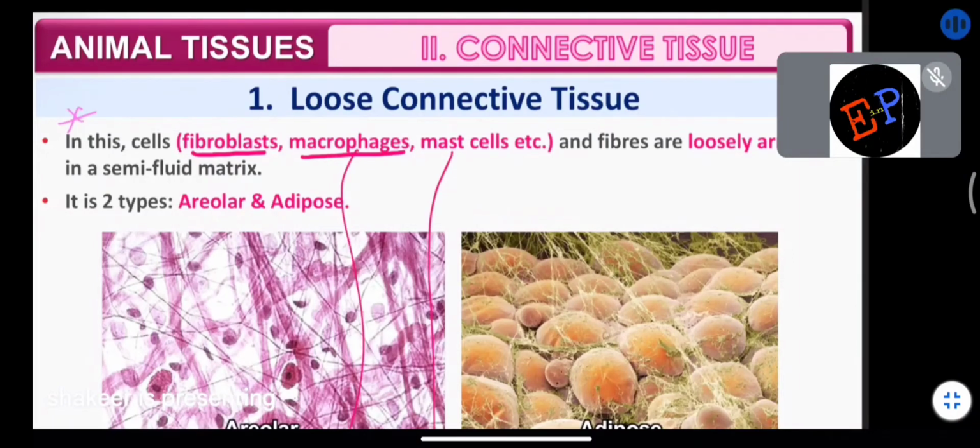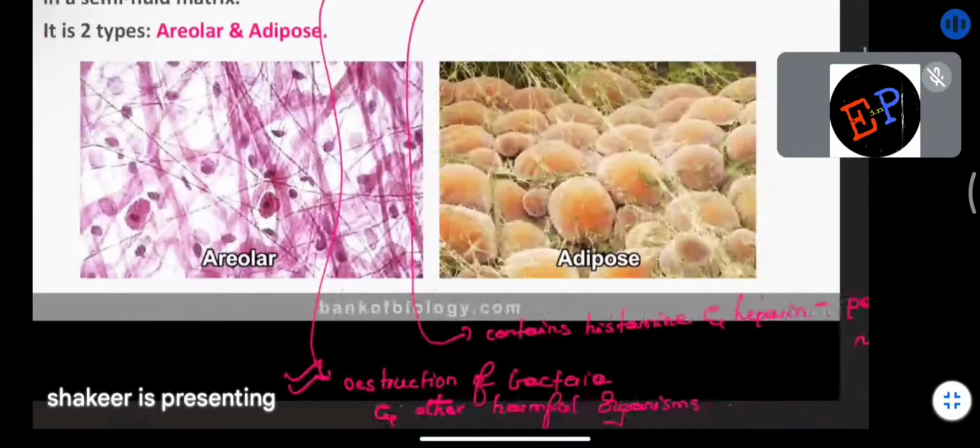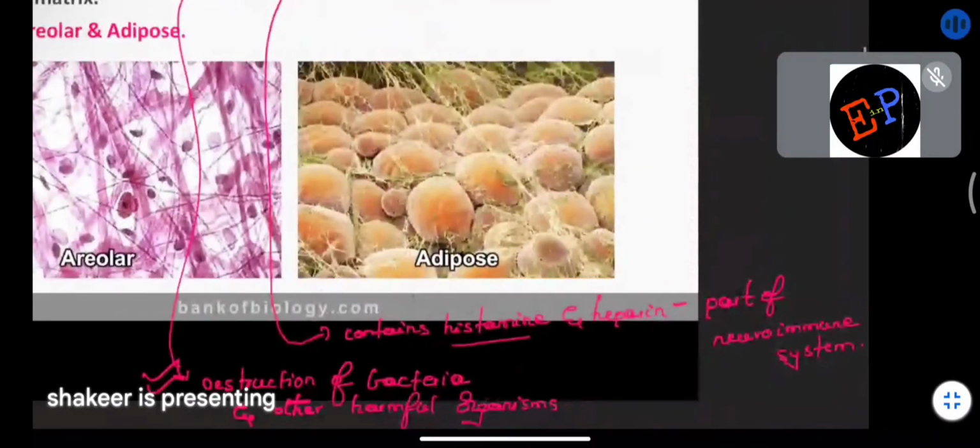So whatever bacteria or other harmful microorganisms enter your body, these macrophages will fight with them and protect your body. Are you able to understand? So here I have written: obstruction of bacteria and other harmful organisms is the function of macrophages. And similarly, mast cells are also produced. These mast cells contain histamine and heparin, and they are also a part of the neuroimmune system. So make a note of those points. Clear? You should note down the points from NCERT. Are you able to understand?